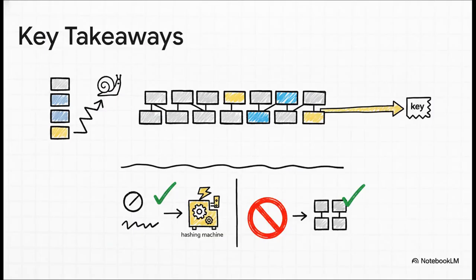Okay, let's bring it all home. Lists search, one by one. Dictionaries calculate. That calculation, hashing, turns an unchangeable, immutable key into a direct memory address. And that is precisely why you can't use a changeable, mutable list as a dictionary key. If its hash could change, the whole system would break.